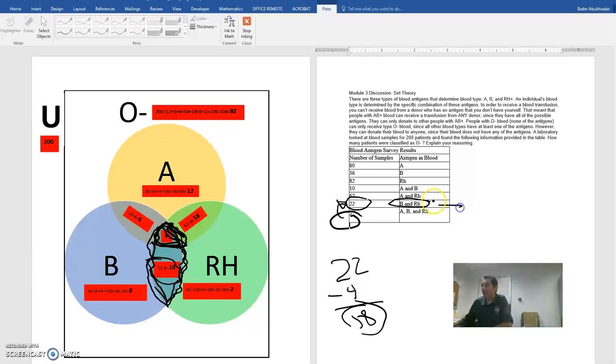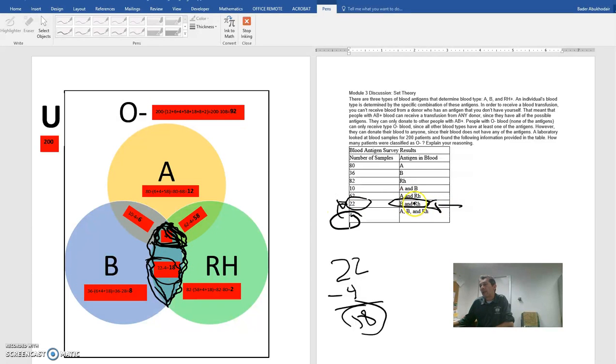In the question, he didn't say that you have B and RH and not A. He just said you have B and RH. So this 22 is the whole thing that has B and RH. If you imagine there is no A here, all of this between B and RH will be 22. All of this inside here will be 22. And purely B and RH will be 18.